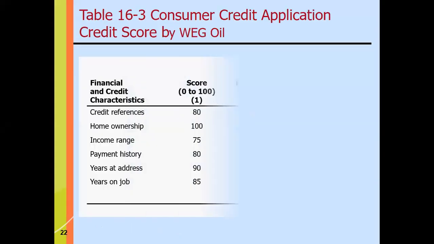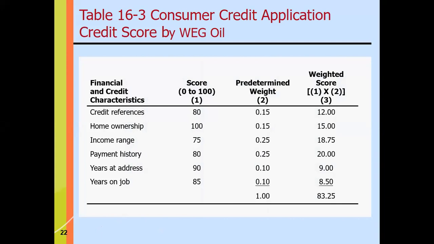Okay, to continue. So the example is as follows. We have the credit application, and then we have the score from 0 to 100 of the following characteristics as shown. And then here are the predetermined weights for each to total 1 or 100%. If we multiply the score by the predetermined weight, we get the weighted score, and we get the total weighted score, with the highest also of 100%. By this one, 83.25%, this means that we are going to extend the credit to our applicant.